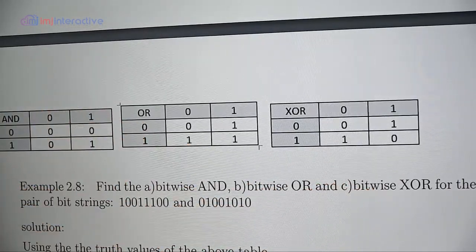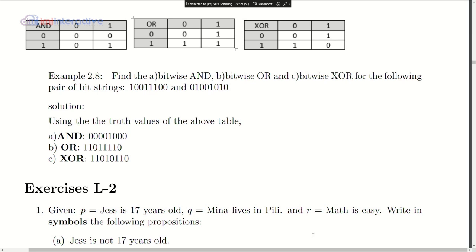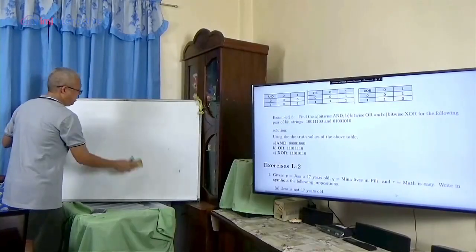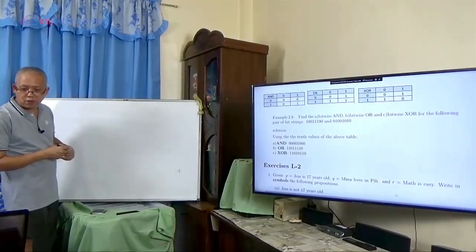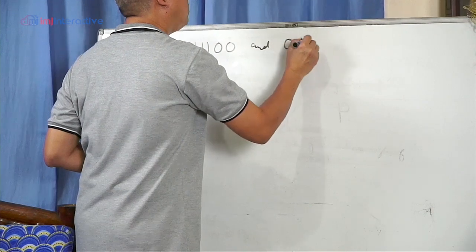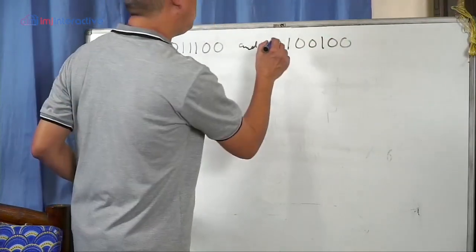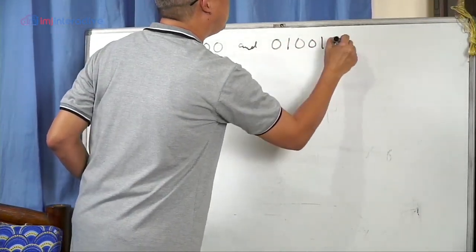How do we get this? Let's try the example here, using the table. Let's take a look at the items. You are given 1, 1, 1, 0, 1, 0, 0. And another one is 0, 1, 0, 0, 1, 0, 0, 1, 0, 1, 0.